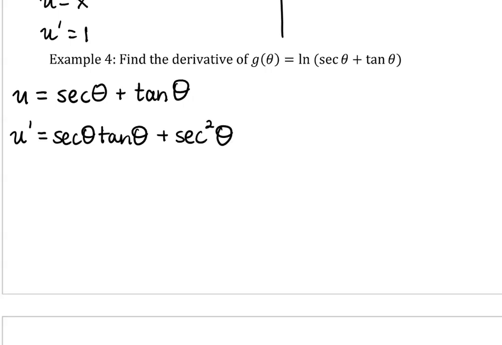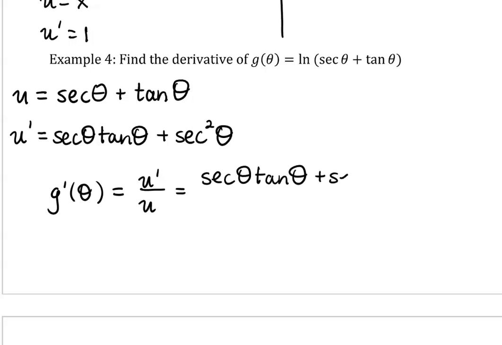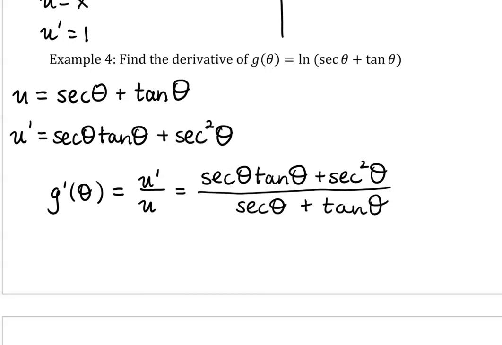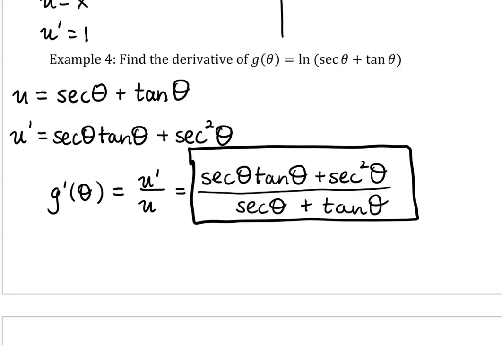So we have this. And now we will be doing u prime divided by u to give us g prime of theta. So we are taking u prime and we are going to divide that by u. U prime is secant theta tangent theta plus secant squared theta. We are dividing that by u, which is secant theta plus tan theta. And I hope you don't think anything here can cancel, because nothing here can cancel. And I will just leave this like that.